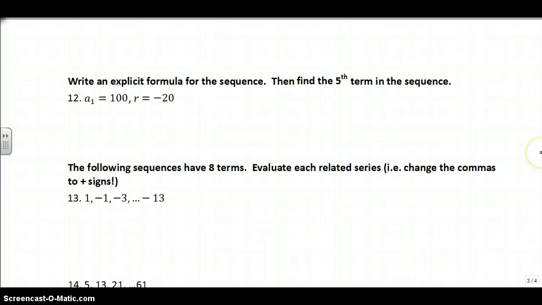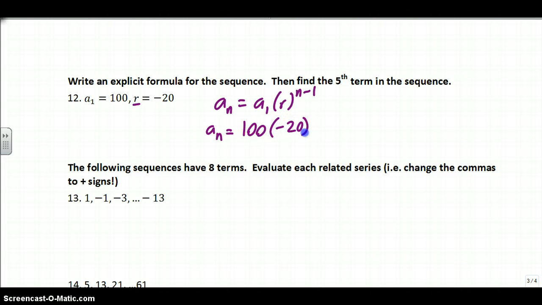Let's continue on. Write an explicit formula for the sequence, then find the fifth term in the sequence. So a1 is 100, r is -20. Well, that r tells me it's already geometric. So the geometric explicit formula is this. So I can find any term in the sequence. a1 is 100, r is -20 to the n minus 1. This will be worth part of it. Okay, you've already got half of the answer.